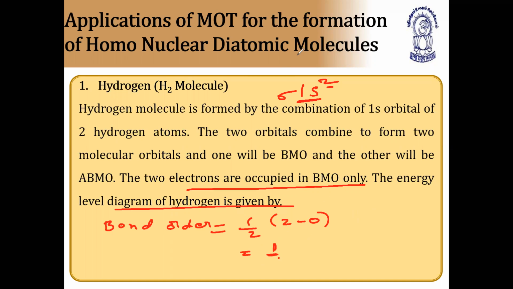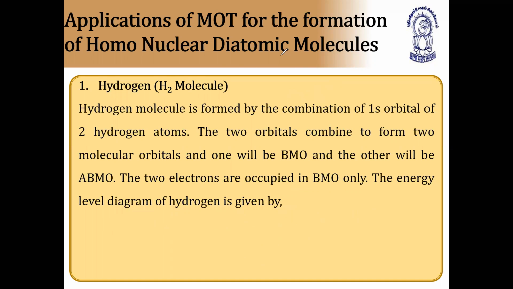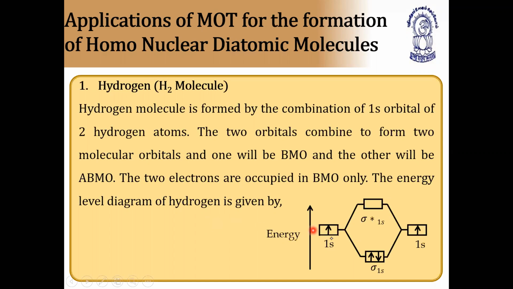Now this is the way you find bond order, but here our discussion is not bond order. Here we discuss applications of MOT in terms of the formation of molecules. So here is how to add the diagram. In sigma 1s only two electrons have been occupied, and sigma star 1s has none, so that's why it is kept empty. So this is the energy level diagram for the molecular orbitals.